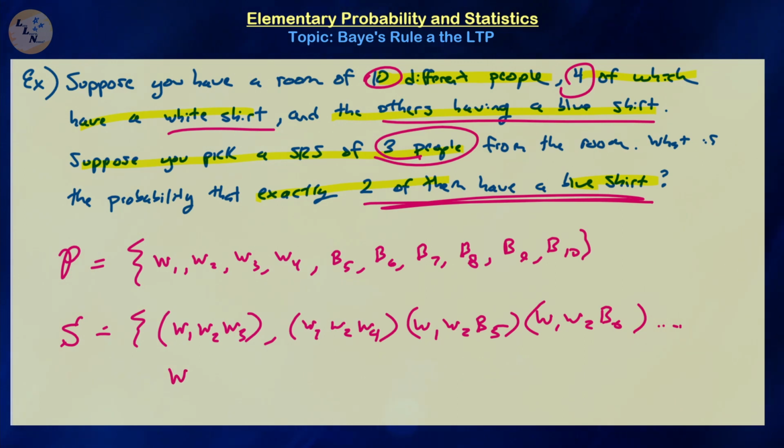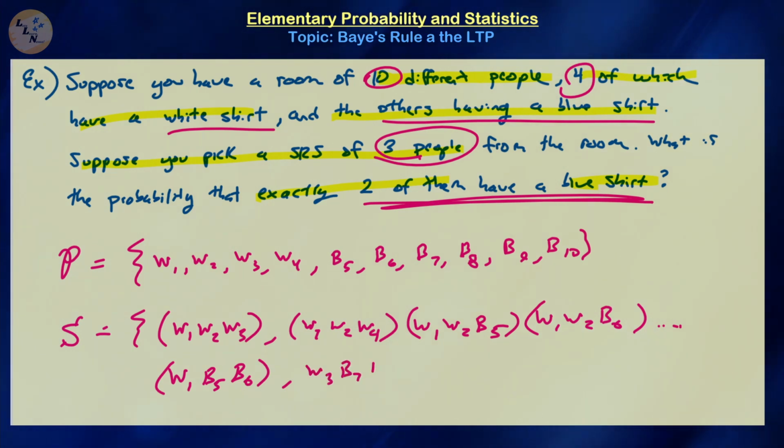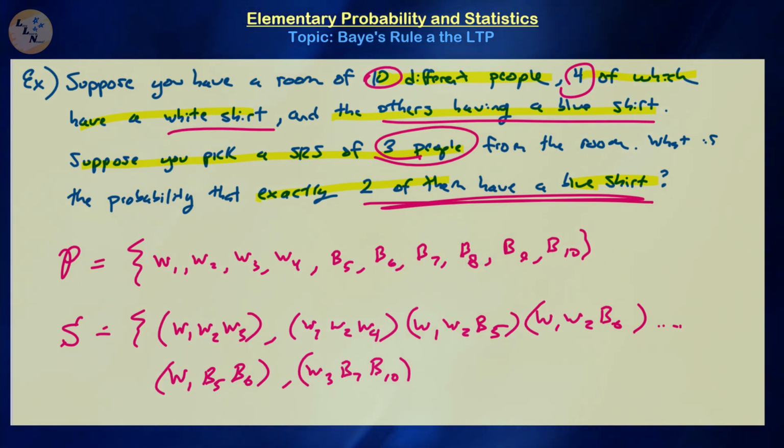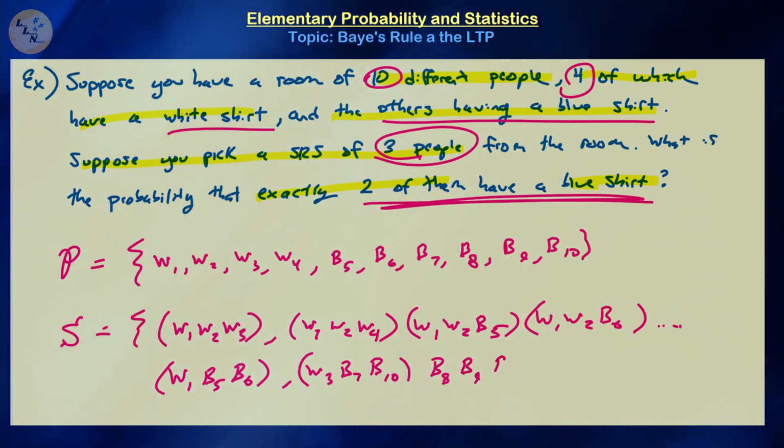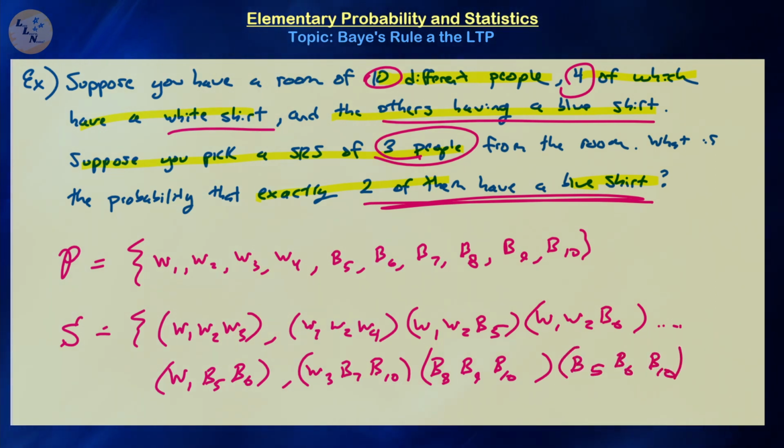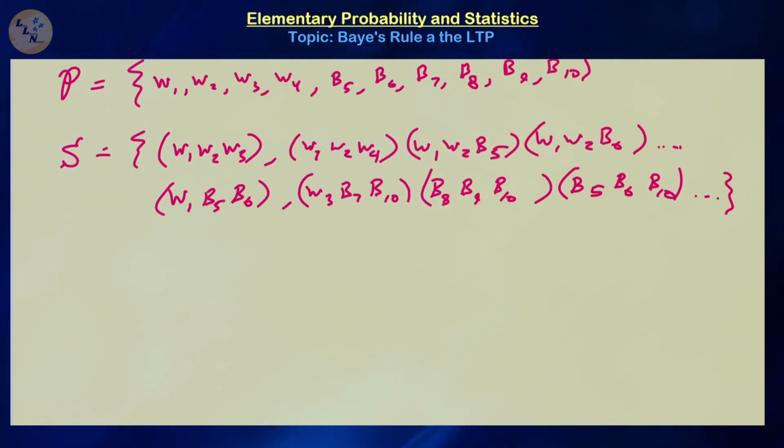You could also have mixtures, for example, W1, B5, and B6. You could also have W3, B7, B10. You could also have, let's get rid of these white shirt sets, so one could also have, say, B8, B9, B10. Why not? And one could also have B5, B6, and B10. There are, of course, several different elements that I could have in this set, but these are some of the 3-person samples that I could have. Okay?